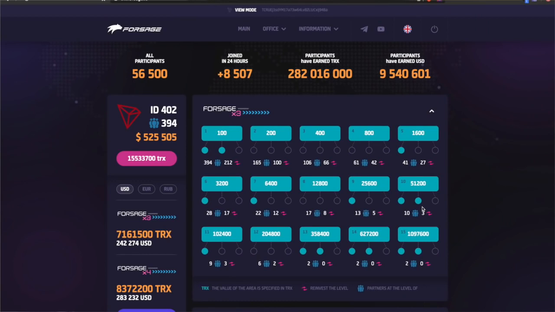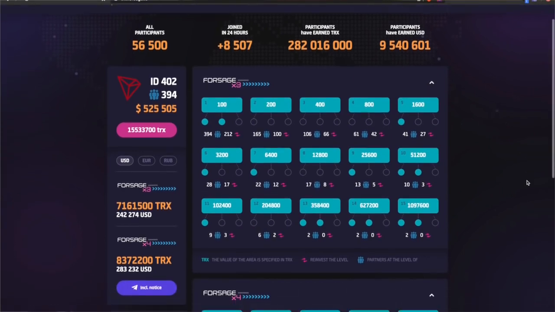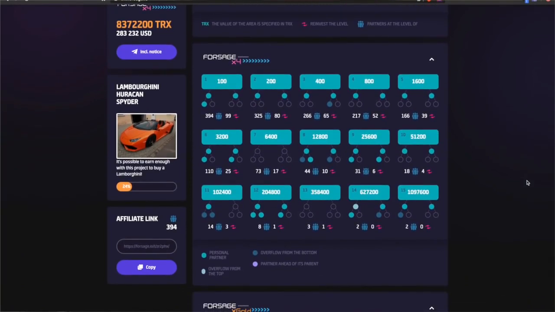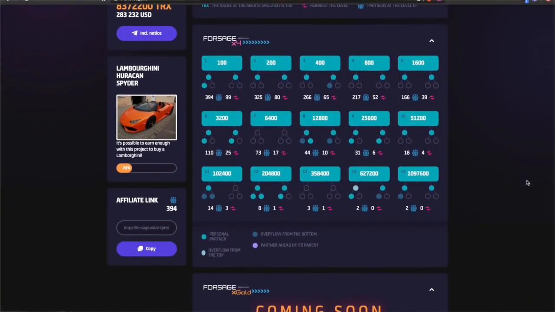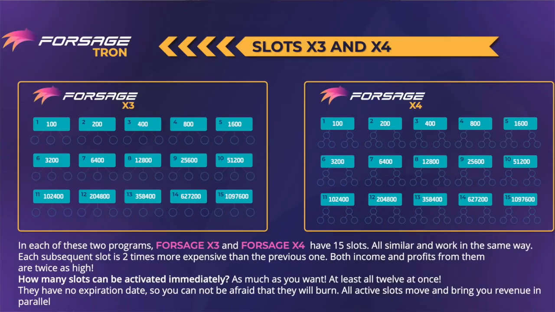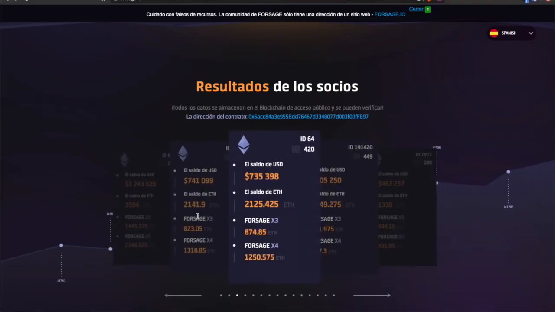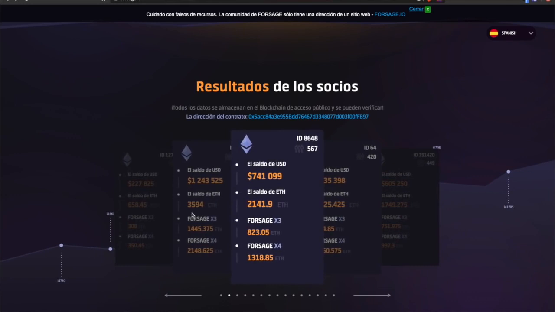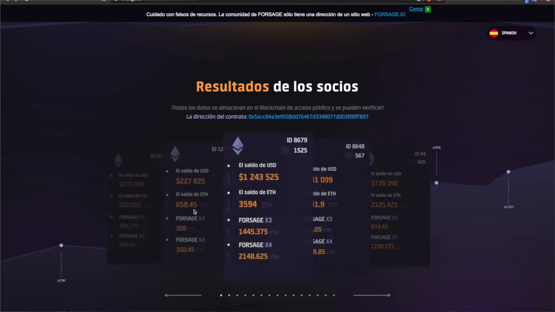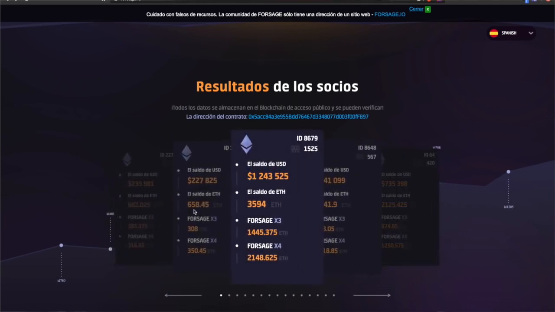We have several participants who immediately started for all 15 slots in X3 and X4. It cost them 2,985,400 Trons. It is about $104,489 at the rate of 0.035. They knew what they were doing because they already had successful Forsage experience on Ethereum. They know that the faster you activate the slots, the more chances you have to make more money.